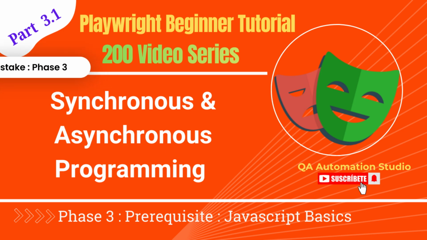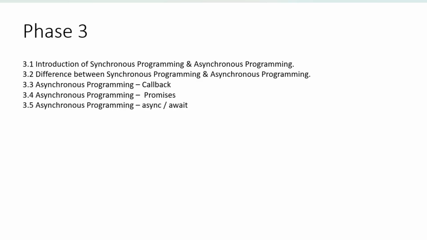So in this phase, we are going to learn JavaScript basics, and it is a prerequisite for learning Playwright. We are going to learn what is synchronous programming and what is asynchronous programming. Then we will cover in detail the difference between synchronous and asynchronous programming. After that, we will cover how to achieve asynchronous programming using callbacks, and then using promises, and finally we will cover the exact use of async and await in asynchronous programming.